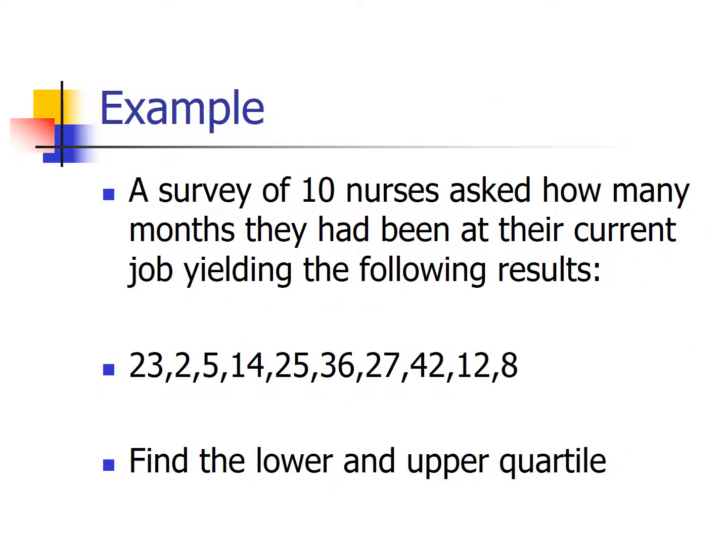So let's do some examples. Let's say that we take a survey of 10 nurses, and we ask them how many months they have been at their current job. And we have the following results, right? The first nurse says that he or she has been there 23 months. Second nurse hasn't been there nearly as long. They've only been there 2 months. Third nurse has been there 5 months, and so on. So, next slide, we'll see how to find the lower and upper quartile of this data set or this variable.